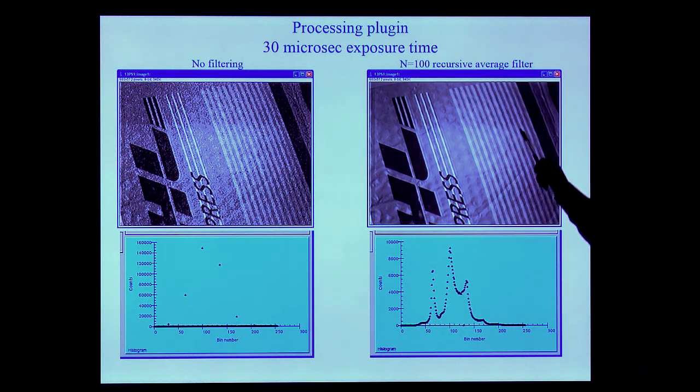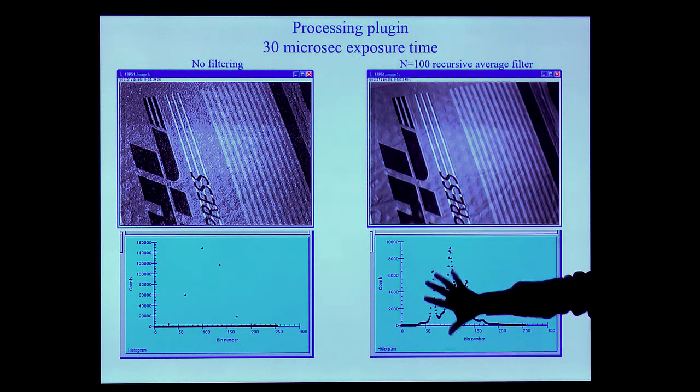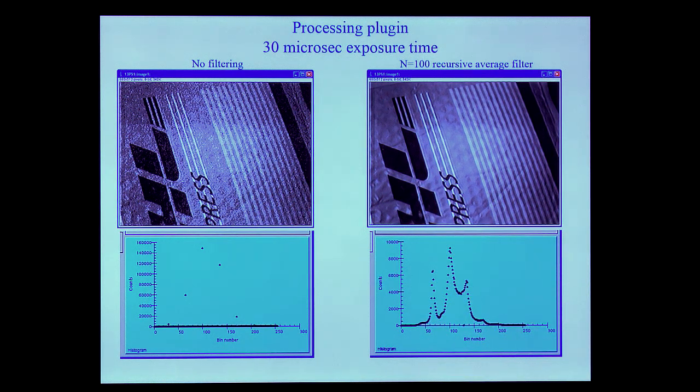And then this is an n equals 100 recursive average on that. So when I average 100 images, it takes that very noisy stuff, makes it a much smoother grayscale, and the histogram has all been filled in. Yeah? Obviously, when you have a recursive filter, you add some latency to the output compared to the unfiltered trace. Correct.